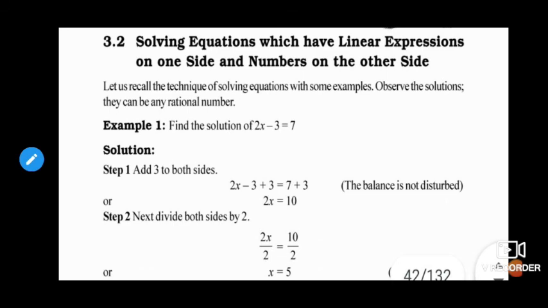On the left hand side, the 2 will get cancelled and we will get only x, and on the right hand side we will get 10 by 2, which is equal to 5. So finally the x value is 5. Okay, children, wherever you see here, the balance is not at all disturbed.